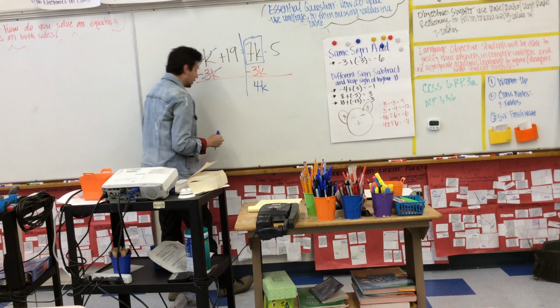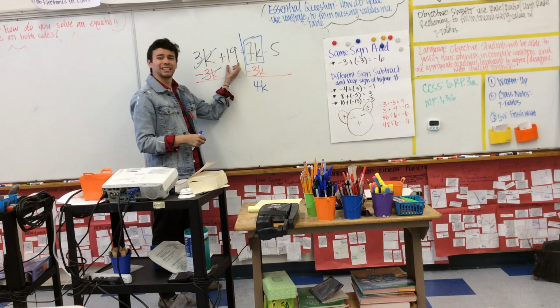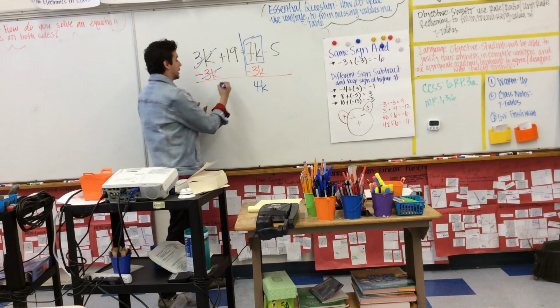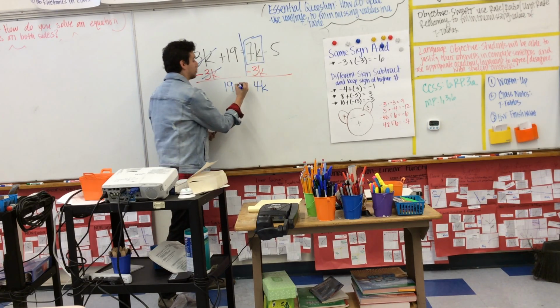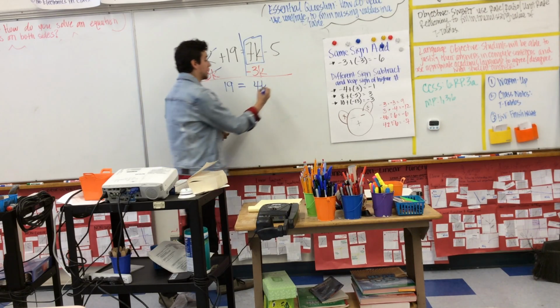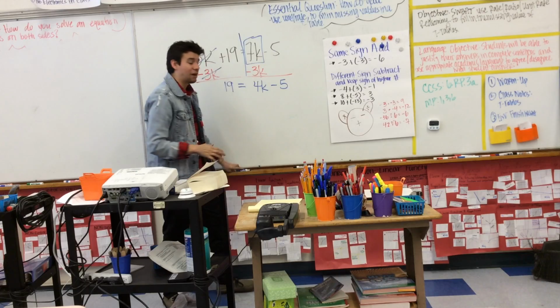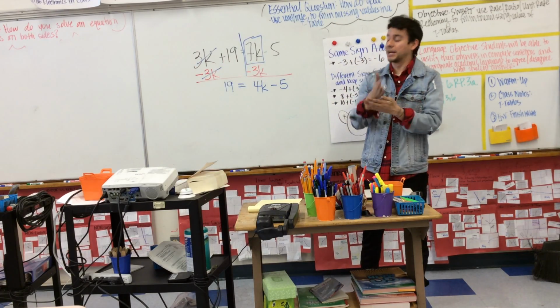4K. Now, let me erase that little part. Did I touch the 19? I didn't. Bring it down. Did I touch the equal sign? I didn't. Bring it down. Did I touch the minus 5? Nah. Bring it down. And now this becomes a 2-step equation, something you learned on the past videos.